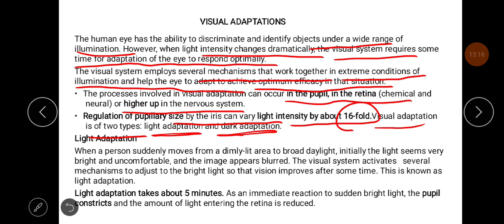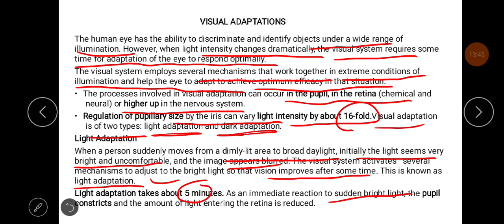So light adaptation is when a person suddenly moves from a dim light area to the broad daylight. Initially the light seems to be very bright and uncomfortable and the image appears blurred. The visual system activates several mechanisms to adjust to the bright light so that vision improves after some time. This is known as light adaptation. The light adaptation takes about 5 minutes. As an immediate reaction to sudden bright light, the pupil constricts and the amount of light entering the retina is reduced.